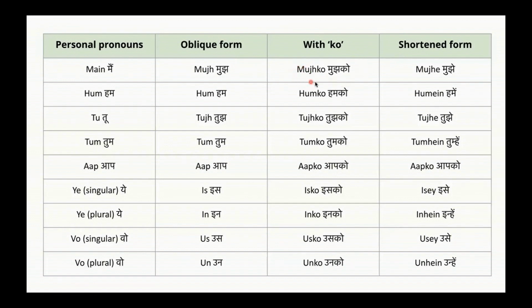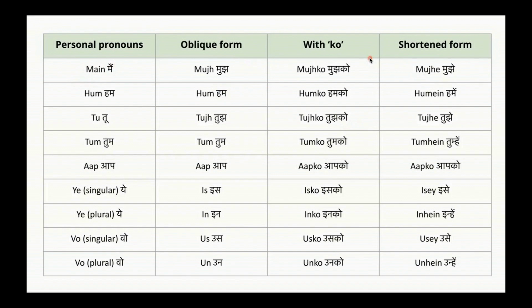So when you say mujhko, it's same as saying mujhe. Both the pronouns are one and the same. So whether you say mujhko jaane do, which is let me go, or you say mujhe jaane do, it's one and the same. There's no difference at all. It's your choice. It's up to you which form you want to use.